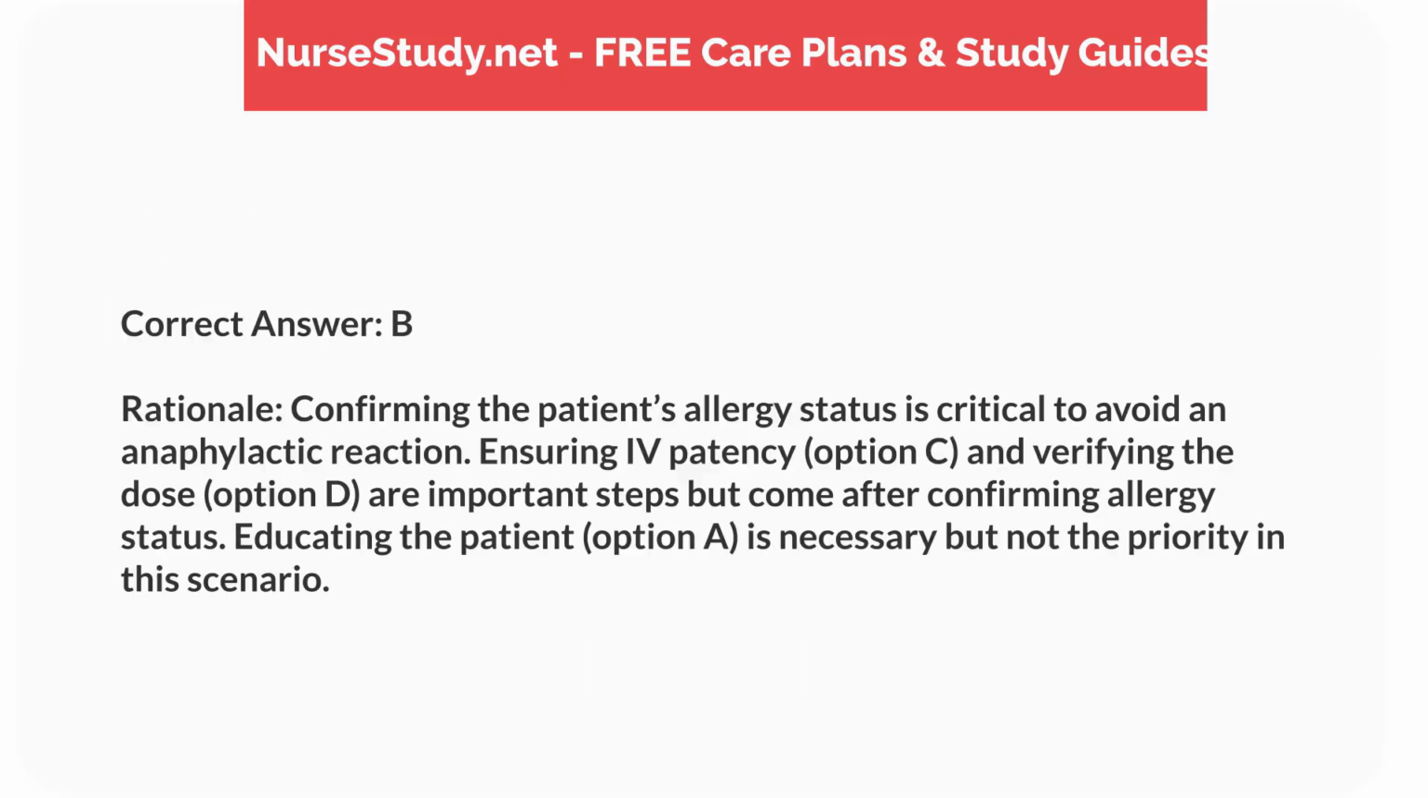Correct answer, B. Rationale: confirming the patient's allergy status is critical to avoid an anaphylactic reaction. Ensuring IV patency, option C, and verifying the dose, option D, are important steps, but come after confirming allergy status. Educating the patient, option A, is necessary, but not the priority in this scenario.